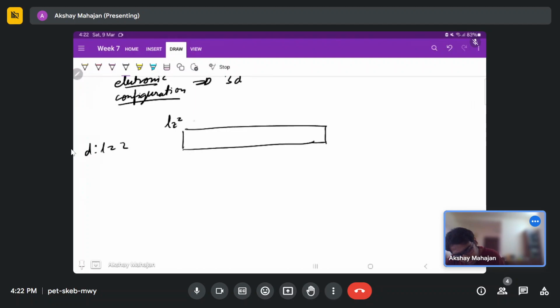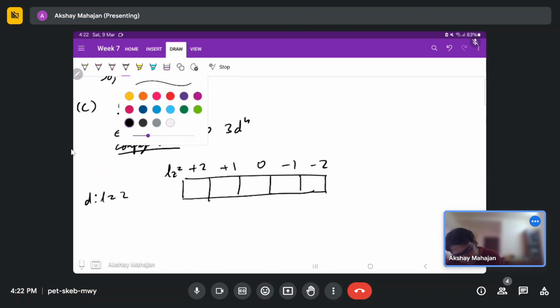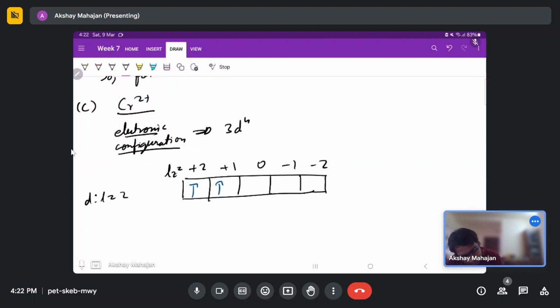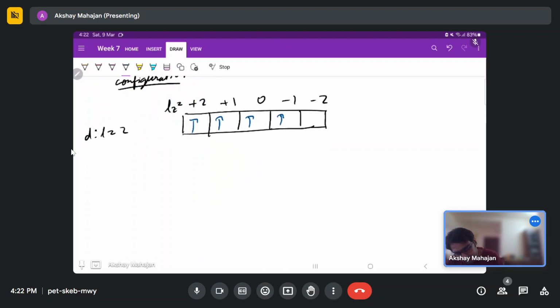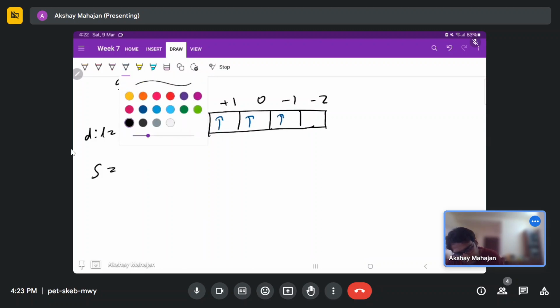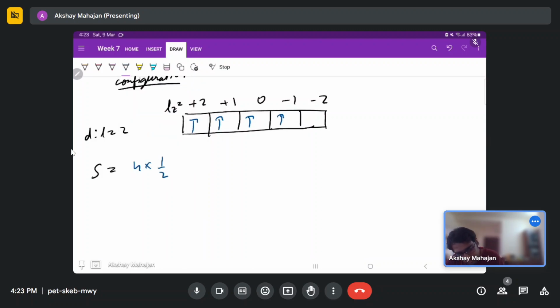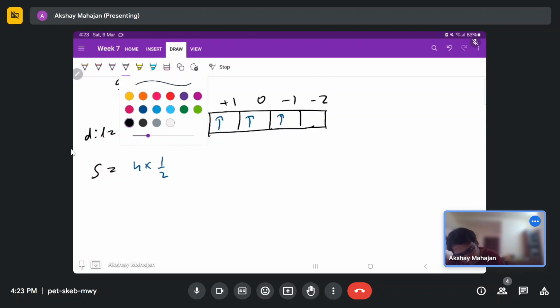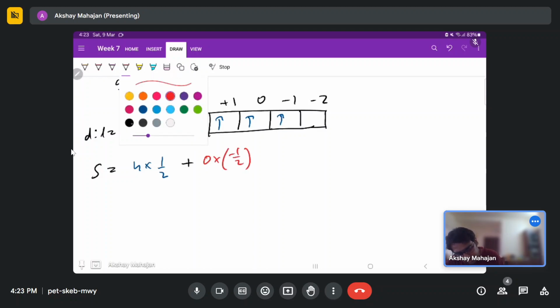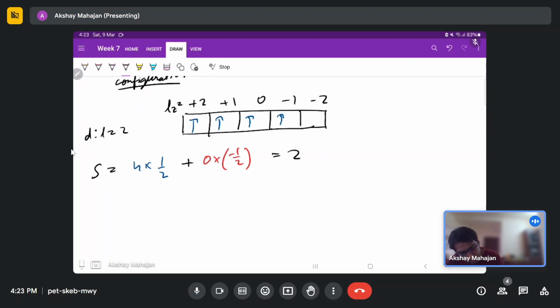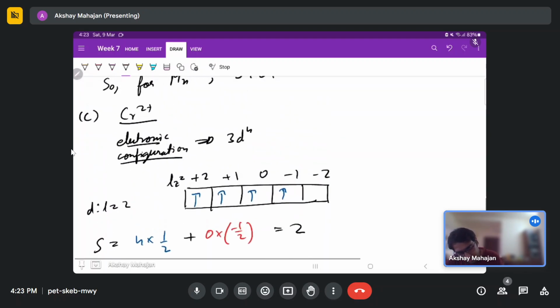For d, L is 2. Lz equals to plus 2, plus 1, 0, minus 1, minus 2. I have 4 electrons according to Hund's first rule and second rule. Half electrons, minus half electrons. S will be 2. Okay, this is 3d4 now.